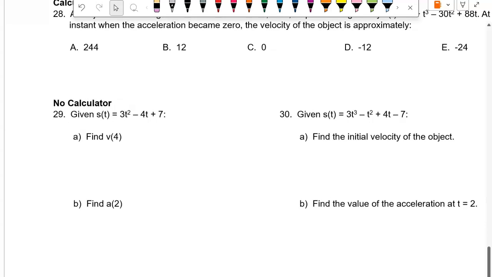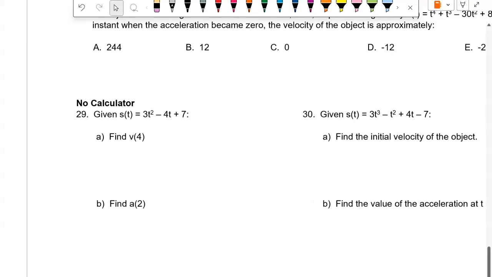Number 29 and 30, these are both no calculator, and they're both given position, and they're asked to find A and V's. Now, this is the part where you're talking about position, which is S of t, velocity, V of t, and then acceleration, A of t. As you go down and down again, you're taking the derivative every time.